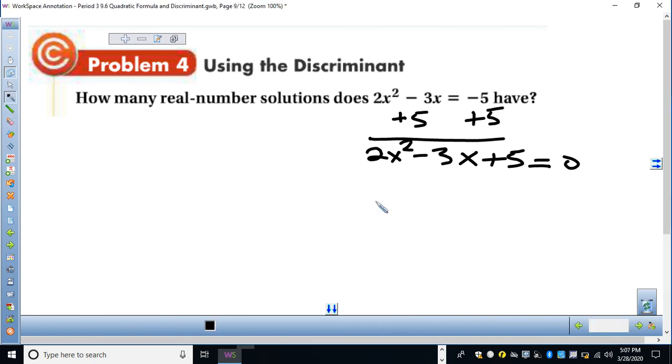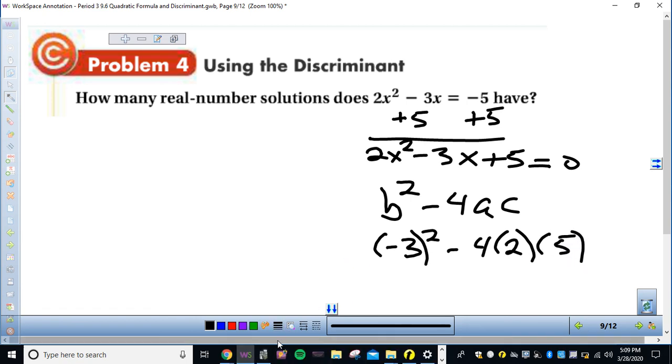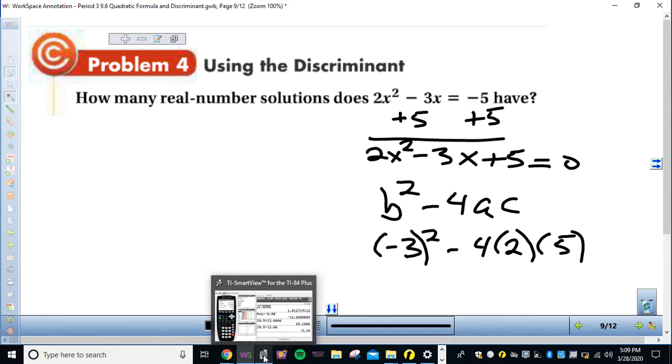I'm just going to erase this and we're going to plug into the b squared minus 4ac. So again, we have a negative here, so make sure you plug in using parentheses. So negative 3 squared minus 4. The a term is 2. The c term is 5. And we can go ahead and plug that entire thing into the graphing calculator again. So negative 3 squared minus 4 times 2 times 5.